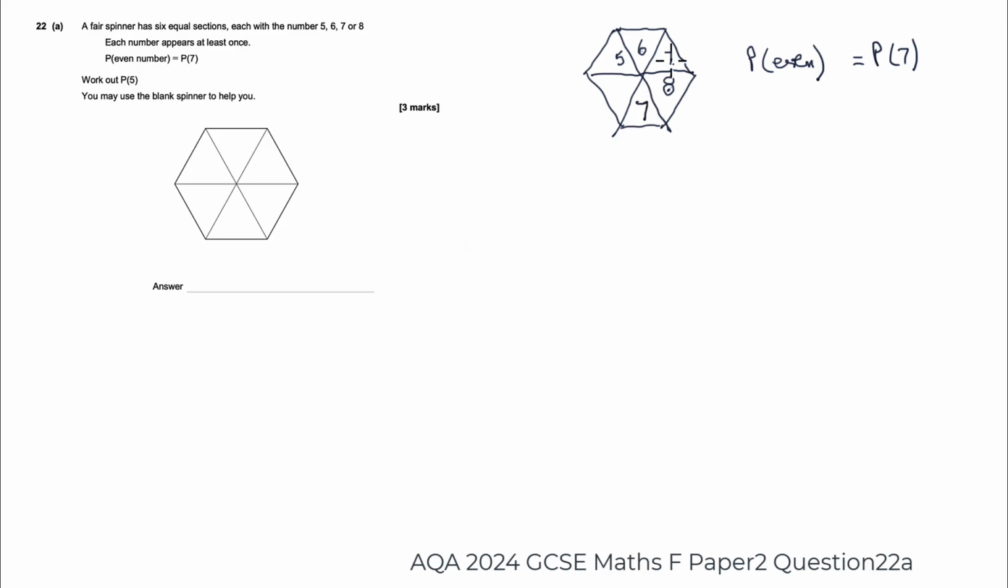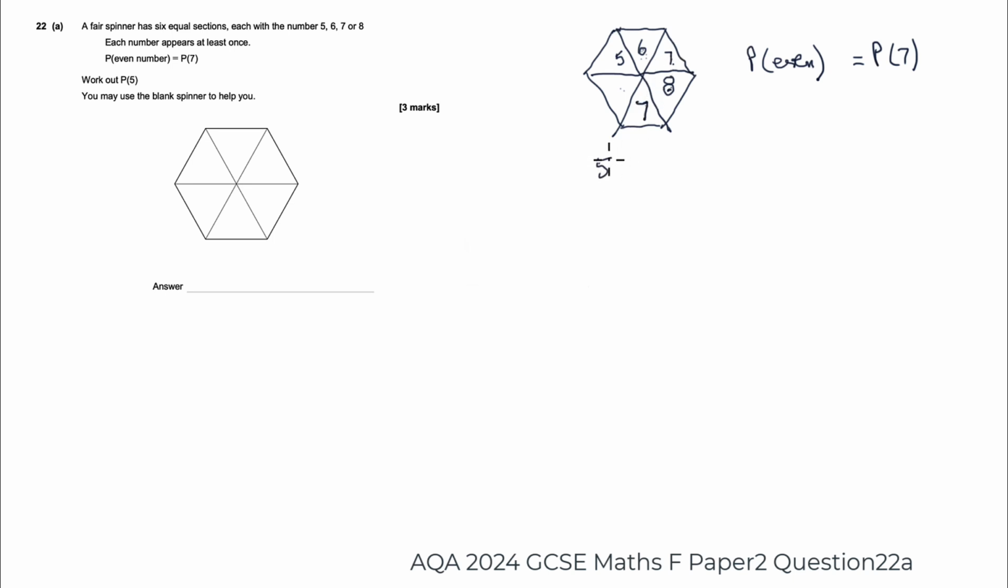Now the probability of getting a 7 is 2 out of 6, 2 sixths, and the probability of getting an even number is 2 out of 6, the 6 and the 8. If we put another 7 in there, the probability of 7 would be 3 sixths, and even would still be 2 sixths, so that's no good. We certainly can't put another even number in there, otherwise we'd get the probability of an even number being 3 sixths, whereas the probability of a 7 would be only 2 sixths.